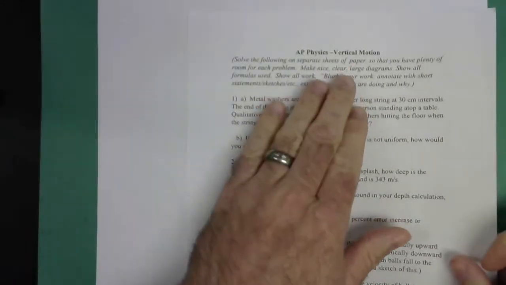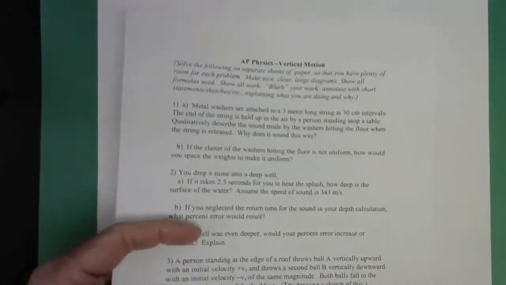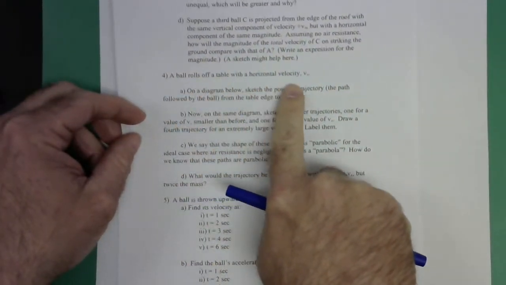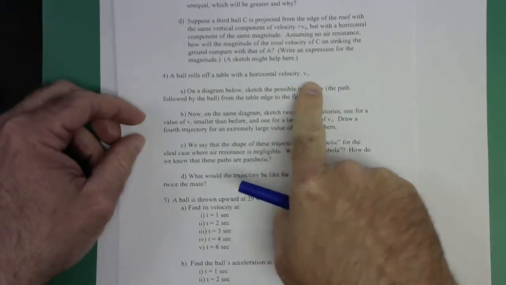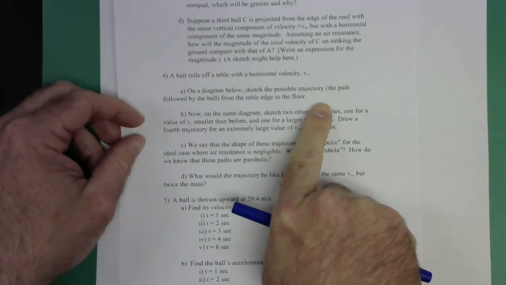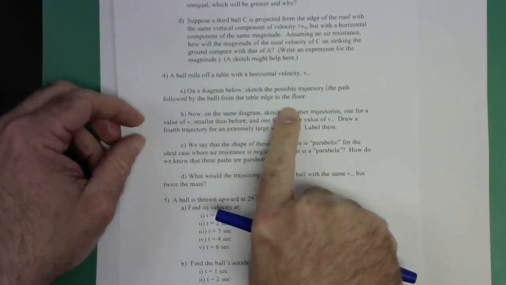All right, taking a look at AP Physics vertical motion. Okay, but now we are on to problem number 4. Problem 4 says a ball rolls off a table with horizontal velocity Vx. And it says on a diagram below, sketch the possible trajectory from the table edge to the floor.